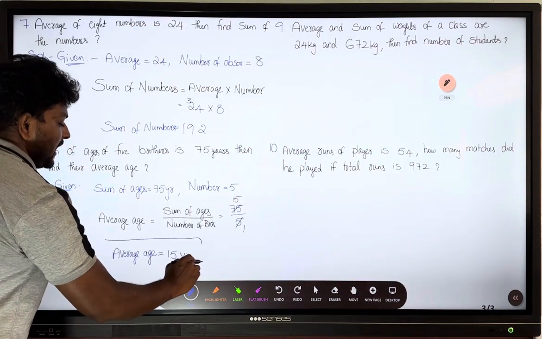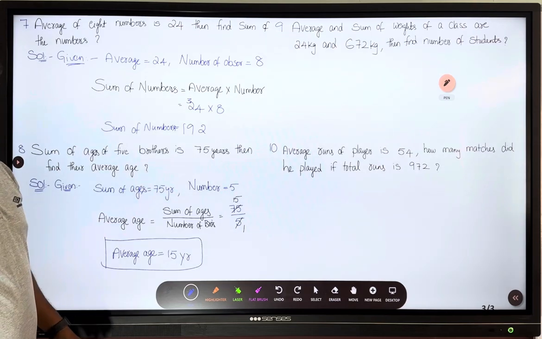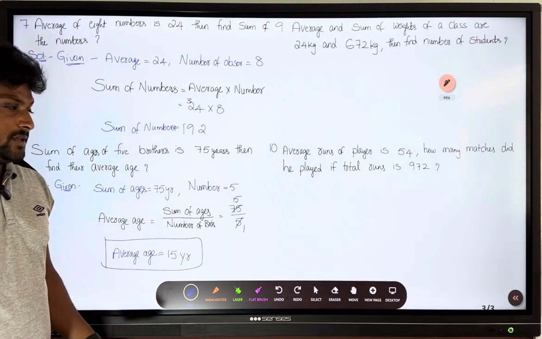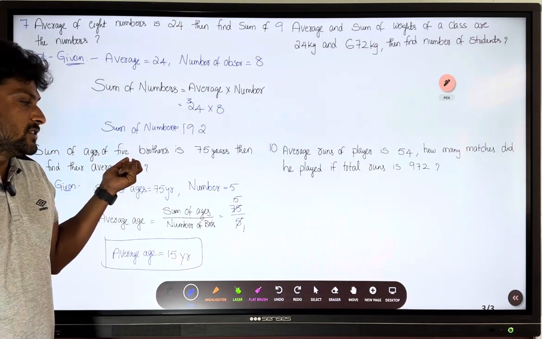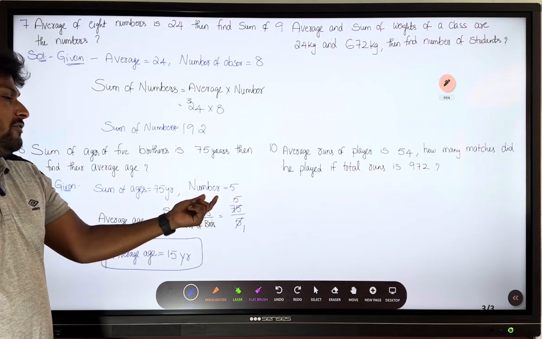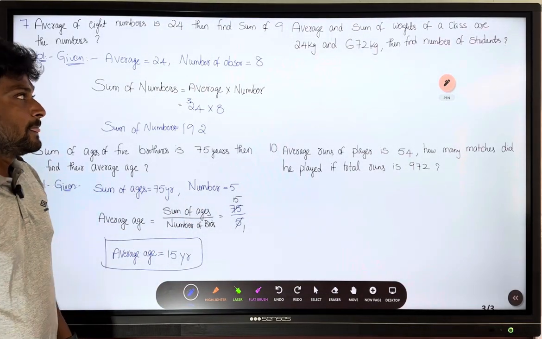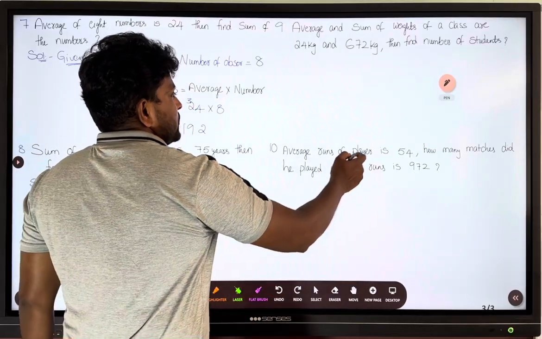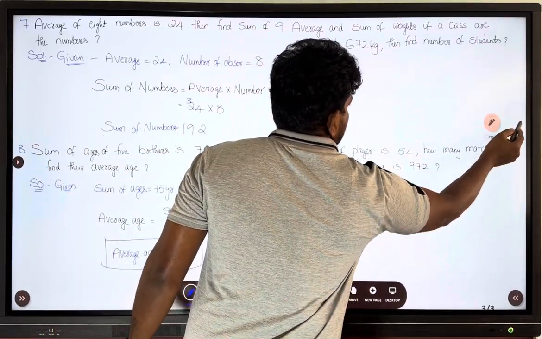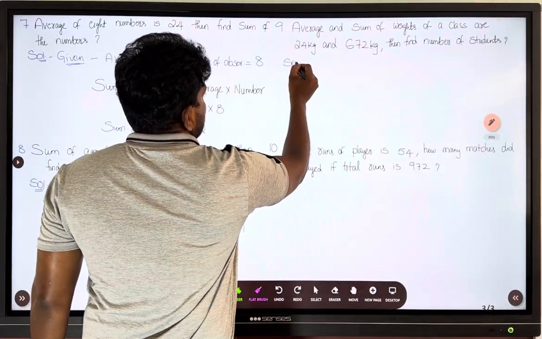In this way we will find the average if we have the sum of observations and the number of observations directly. Here they have directly given the sum of observations, and based on that sum we have found the average. Clear? So next, look at the next question. What have they given?